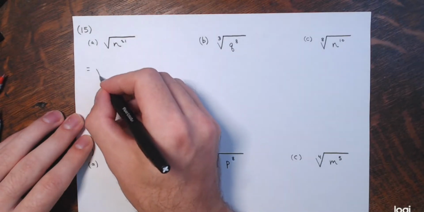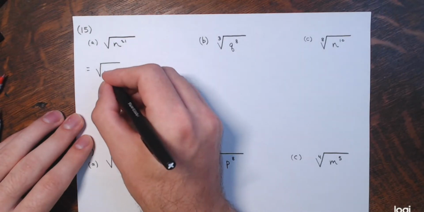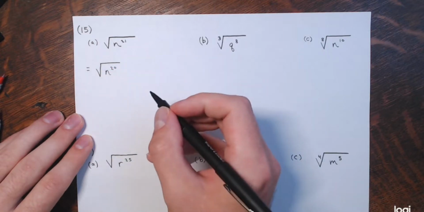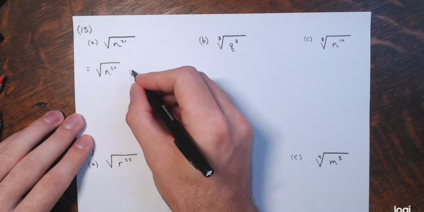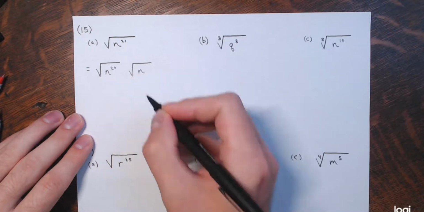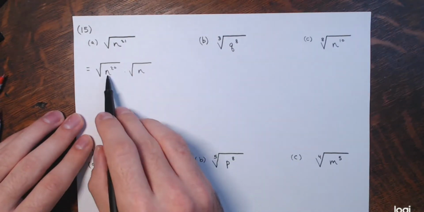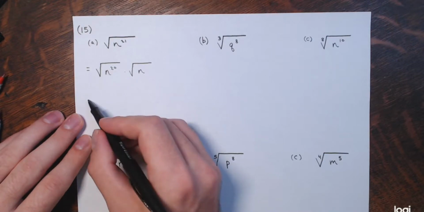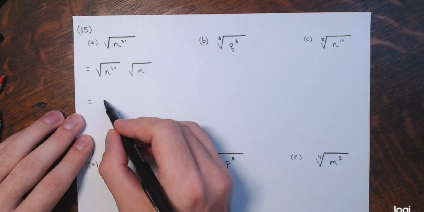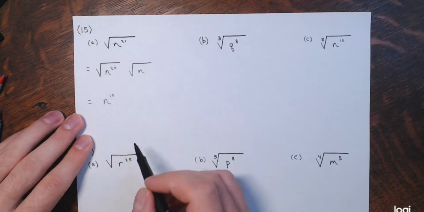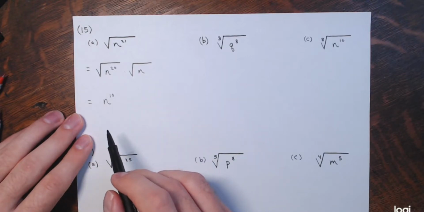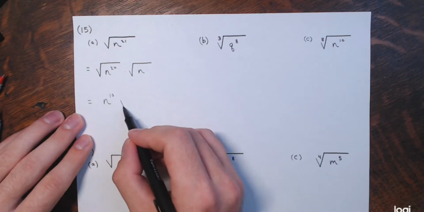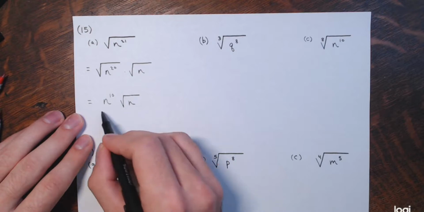Alright, I could write this as the square root of n to the 20th, right? That would be a perfect square, right? Even power. Times the square root of n, a not perfect square. And n to the 20th is n to the 10th squared. So this would be the absolute value of n to the 10th, but you don't need absolute values around that because it's an even power. It's always positive anyway. So it's n to the 10th times the square root of n.